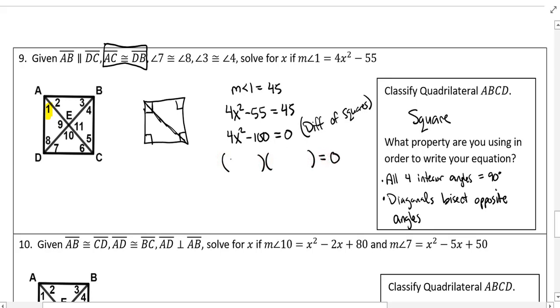Take the square root of 4x squared to get 2x as your first term in each factor. Take the square root of 100 to get 10, which is your second term in each factor. One's 2x plus 10, one's 2x minus 10, and you can separate these, set them individually equal to 0.